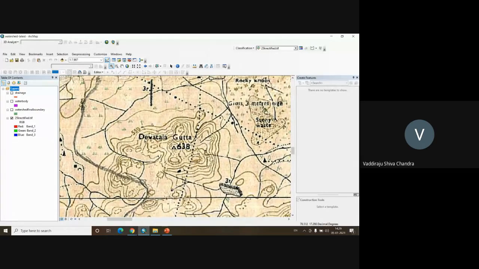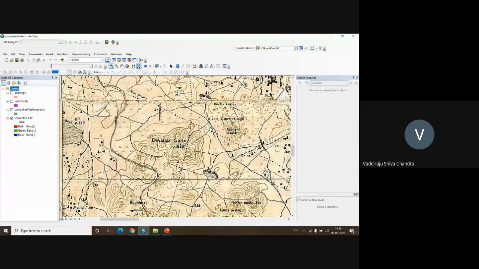So here you can see 550, or if I am not wrong, you are able to see a 550 value. At the center, you have a 638 value. So the first line is 550 meters, then the second line is 560, third is 570, 580, 590, 600, 610, 620, 630, and 638 meters is the highest elevation in this area. That is the topmost part of your Devatal Gutta, which is opposite to our college. Like this, you'll be representing the contours in the maps.